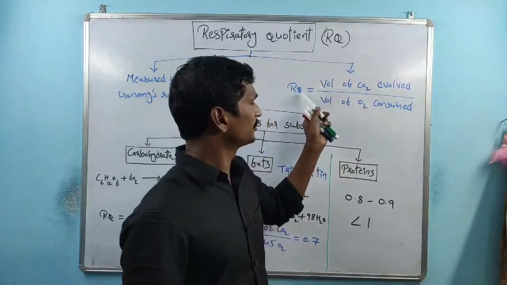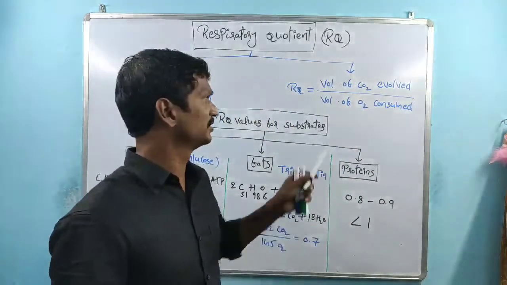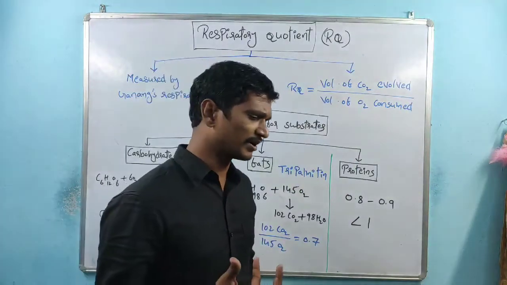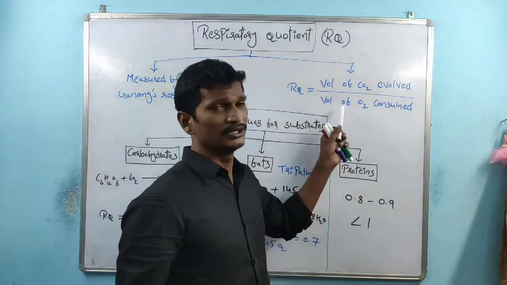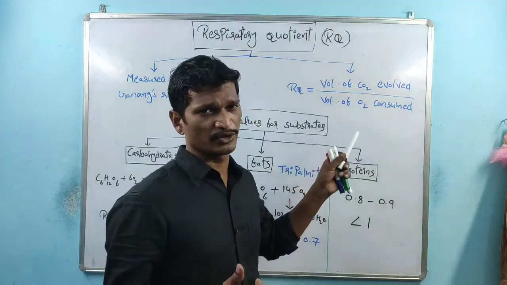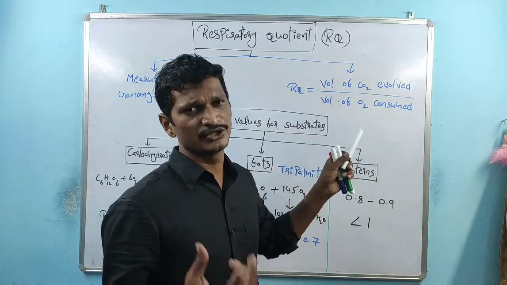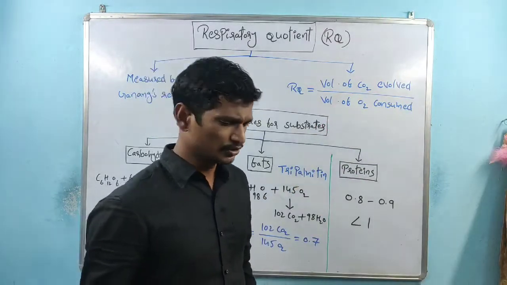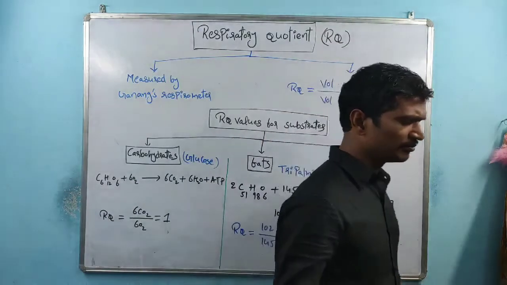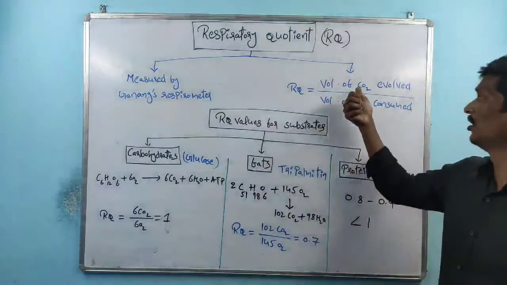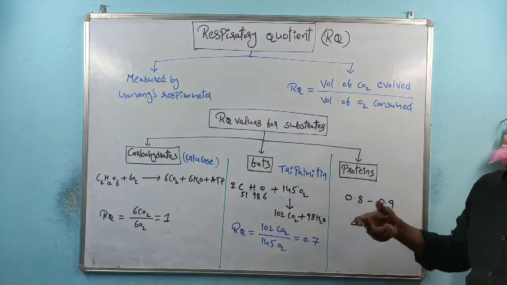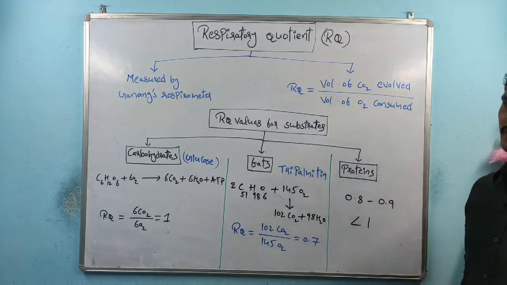Here RQ means respiration coefficient. We take the volume of carbon dioxide evolved, and during the respiration process, how much oxygen is utilized, that is the volume of oxygen consumed. So the respiration coefficient is measured as the volume of carbon dioxide evolved divided by the volume of oxygen consumed.